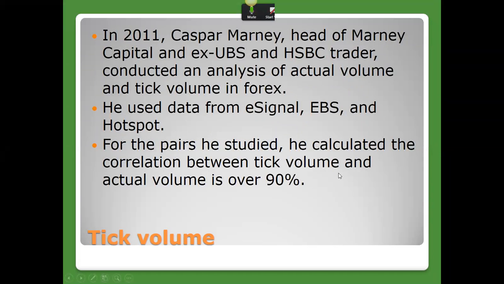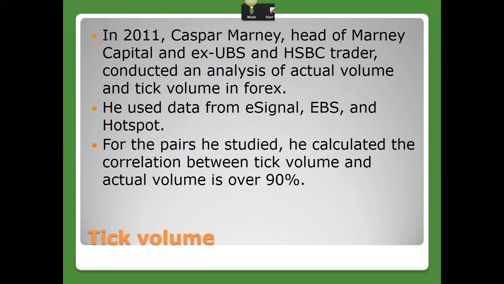There is, or there was, a study done by Casper Marney, who's head of Marney Capital and also an ex-UBS and HSBC trader. He did an analysis on actual volume and tick volume in Forex, using data from multiple providers: eSignal, EBS, and Hotspot. What he found was a 90% correlation between tick volume and actual volume.